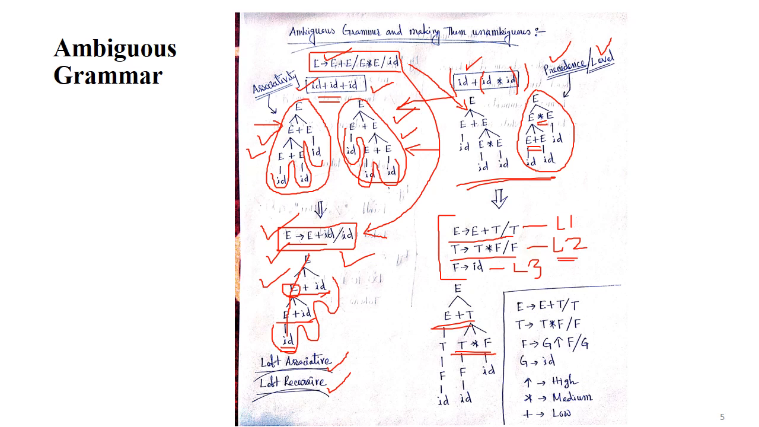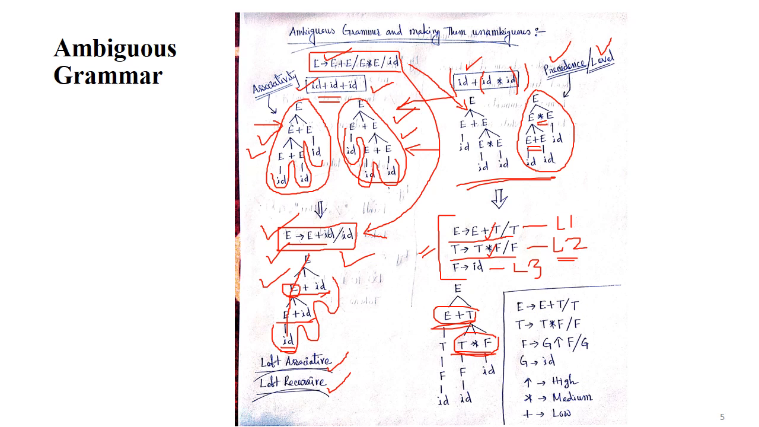That means the higher precedence operator should be in the higher level. In this case, the level of multiplication is higher than the level of addition operation. That is the requirement, because we know multiplication has higher precedence than addition, so it should be in the higher level, that means level 2 in this case. So if we apply this grammar, we will be able to generate multiplication before addition.